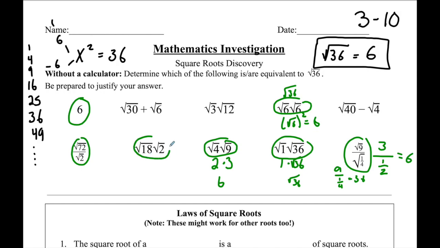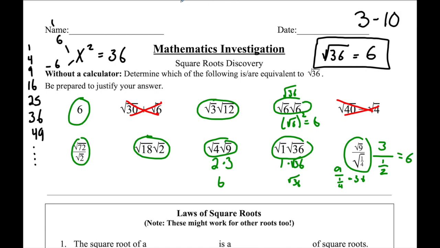This is equal to 36. This is equal to 36. But the only two, as it turns out, that are not equal to 36 are these two right here. And this is what we talk about when we talk about the laws of square roots.